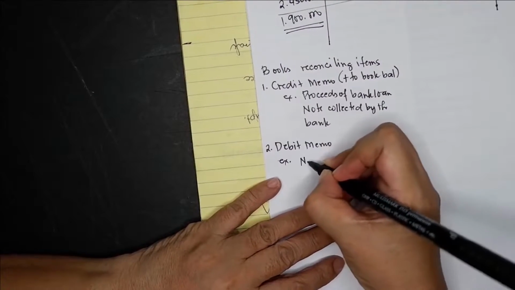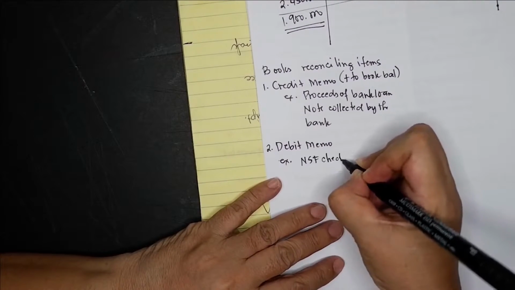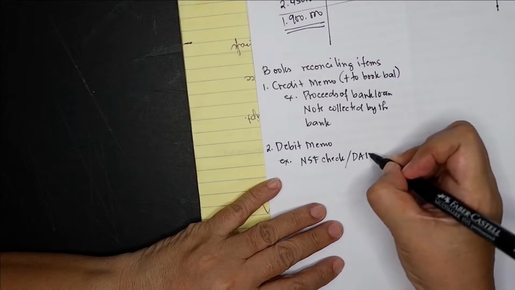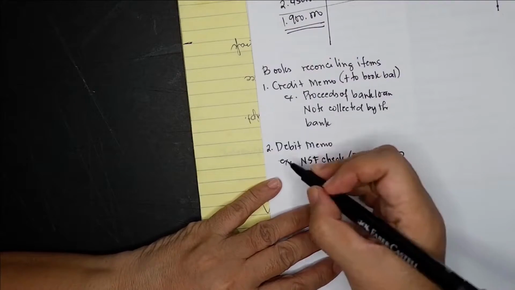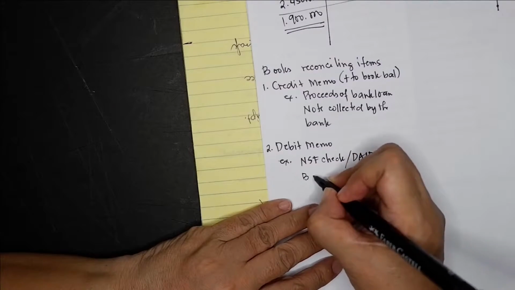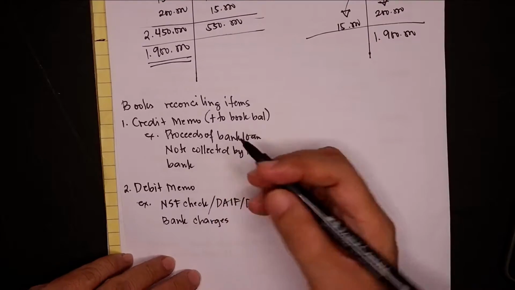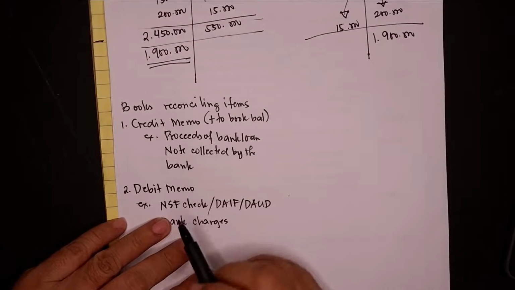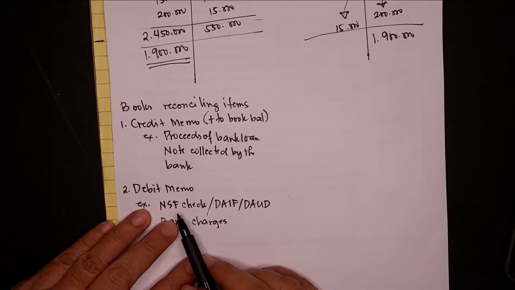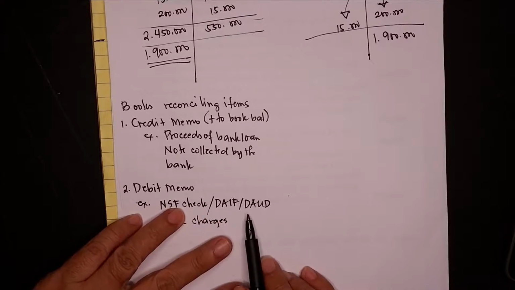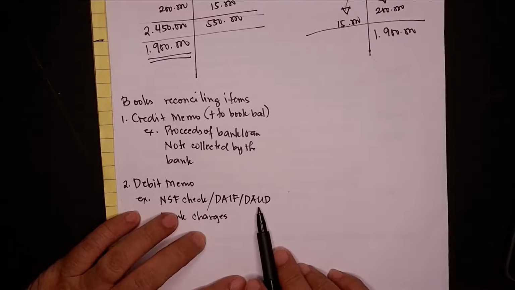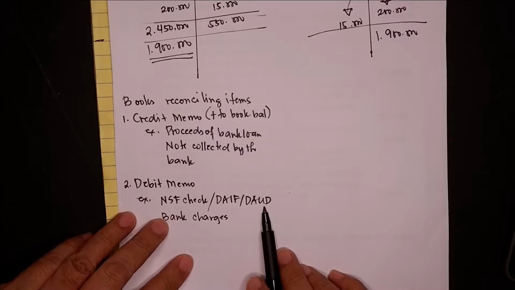We have the NSF check, the IF, and the WOULD check. And we have bank charges. Okay. So again, what is an NSF check? That is a no sufficient fund check. The IF is drawn against insufficient fund, and the WOULD is drawn against undeposited collection.